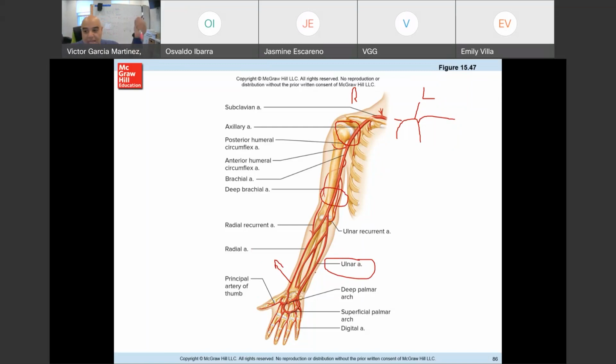Remember, on the lateral side, thumb side, it's going to be radial, and on the pinky side, it's going to be the ulnar artery. Then important here: your subclavian artery, your axillary artery, your brachial artery, your radial artery, and your ulnar artery. These are huge arteries, guys. You need to remember these in your exam, and you need to remember this for your life as healthcare professionals.